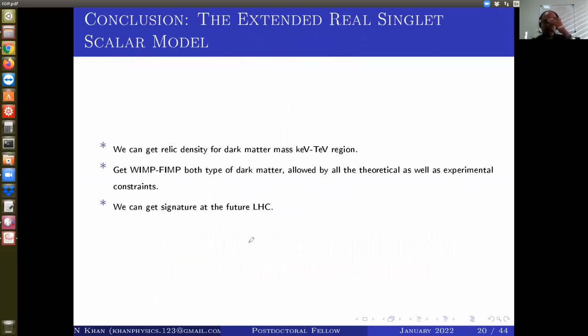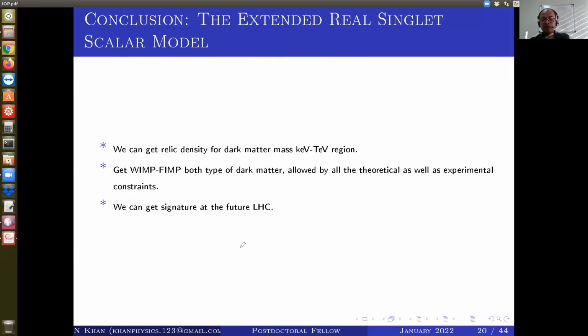Okay, so in this model, my conclusion is that we have done a detailed analysis so that in future, if we get any signature at the LHC or at any other experiment, we can either rule out most of the parameters, or we can say that yes, this model may be correct. But we have to wait for future experiments. That's why we have done the detailed analysis for this model.